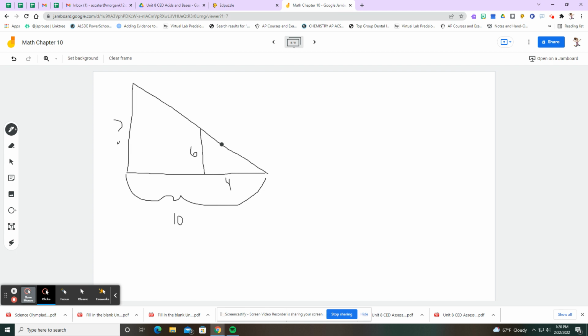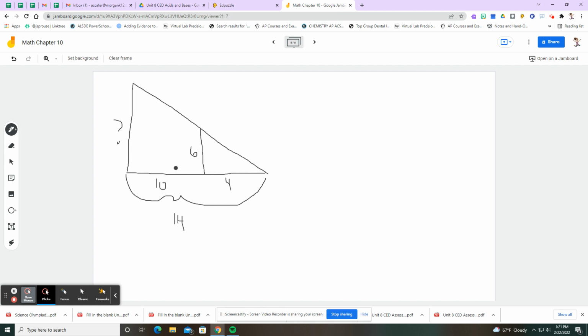So again, we're just going to make a ratio of the two vertical sides to the two horizontal sides. Oh, actually, that's not all 10. Sorry, I drew that wrong. That whole thing should be 14 because this part is 10.